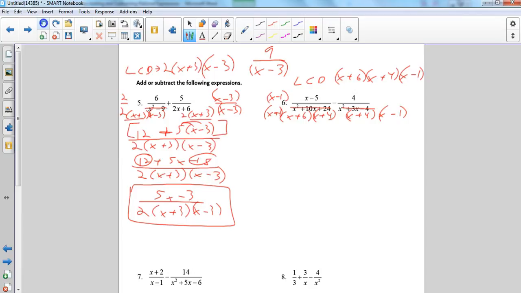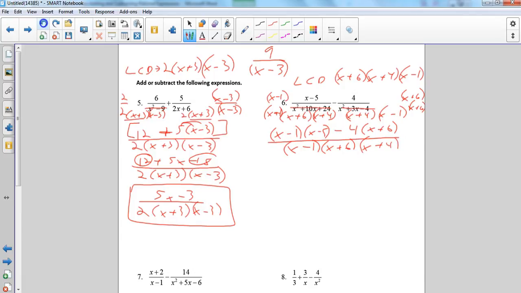The right side, what am I missing? I'm missing an x plus 6. So that's what I'm going to multiply by, top and bottom, x plus 6 over x plus 6. Now, what does it give me? x minus 1 times x minus 5 minus 4 times x plus 6 all over x minus 1, x plus 6, x plus 4.